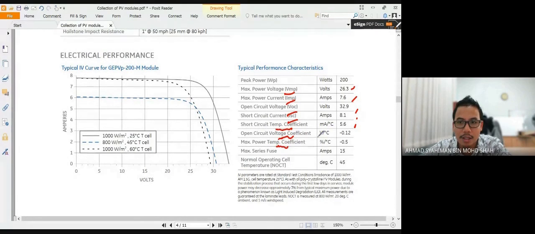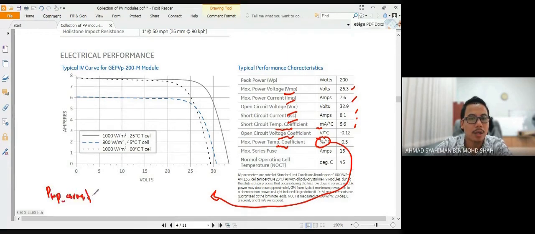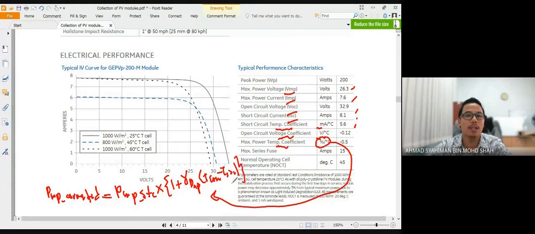So ini equation tadi. Tapi yang ni ingat dia ada percentage pula. Maximum power biasanya bagi percentage. Yang ni saya cakap tadi tu. Yang ni pula kita pakai contohnya PMP corrected sama dengan PMP STC darab 1 plus. Okay, PMP punya coefficient, T-cell tolak TSTC. Ni saya cakap contoh tadi.